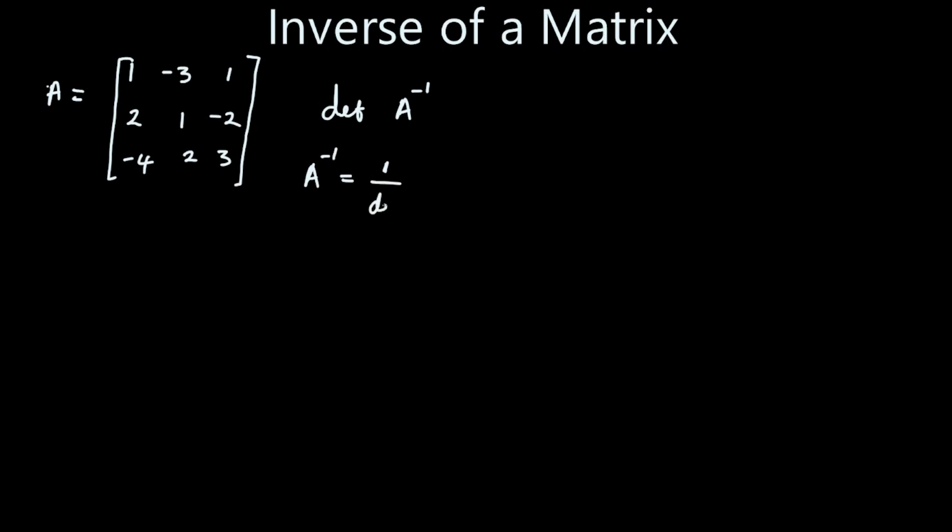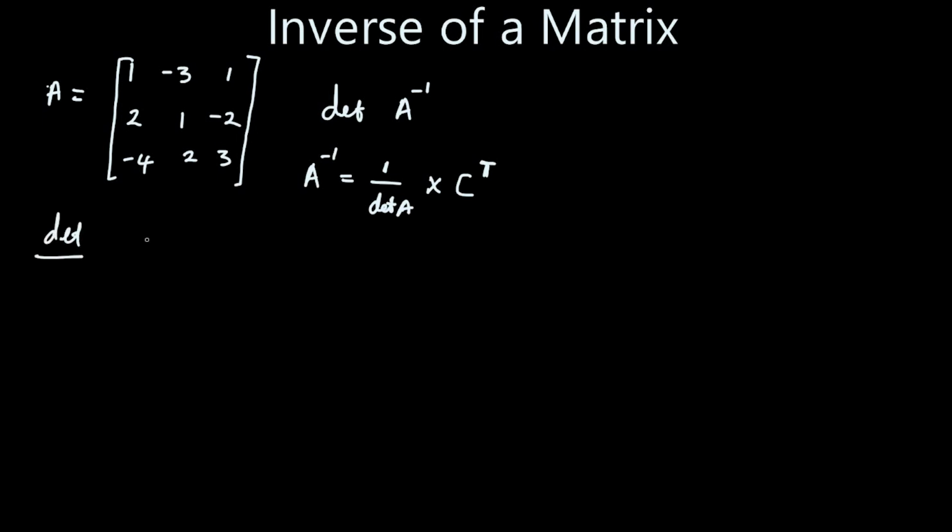Now for us to get the inverse of a matrix, A inverse is given by 1 divided by the determinant of matrix A, multiplied by the transpose of the adjoint of the matrix A. So we are going to proceed and look for the determinant of matrix A, then we look for the adjoint of the matrix also, then multiply them together, and we'll have calculated the inverse of the matrix A.